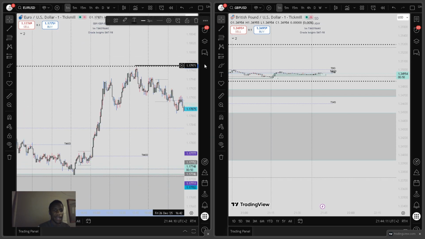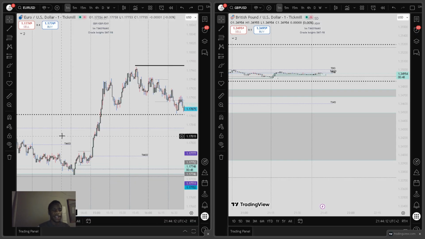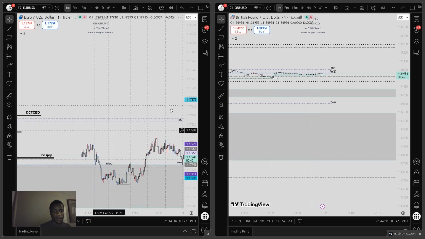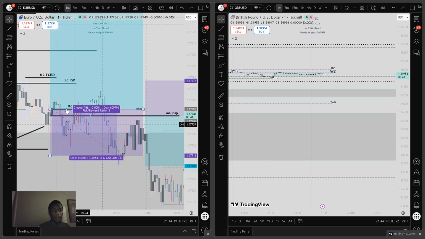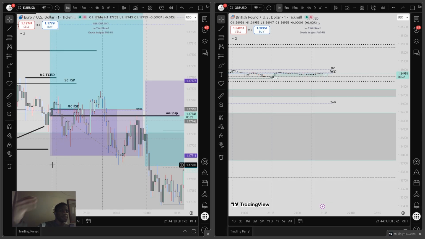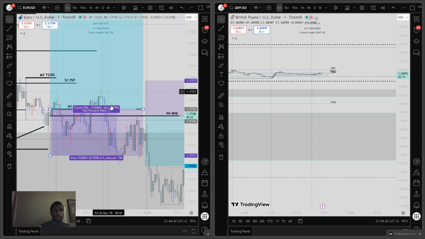But nevertheless, I did sort of try and execute and take a trade off of it, right? So as you can see, we had microcycle TCISD that was a bit too far for the stop, right? So I was hoping to find some sort of PSP or something that will give me an earlier entry, and we did get it, but price just went up a little bit and then went lower and confirmed the IPSP to then go lower.